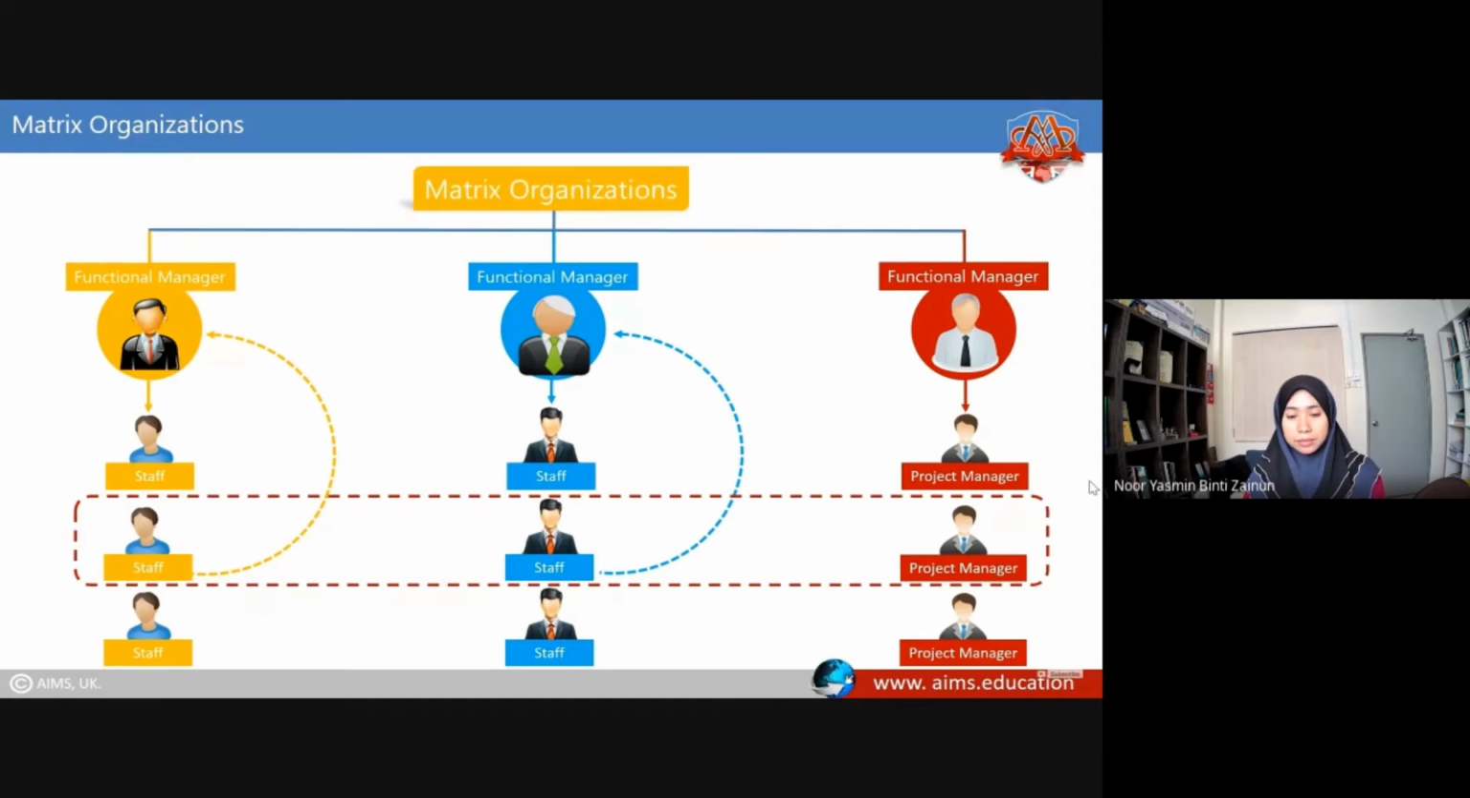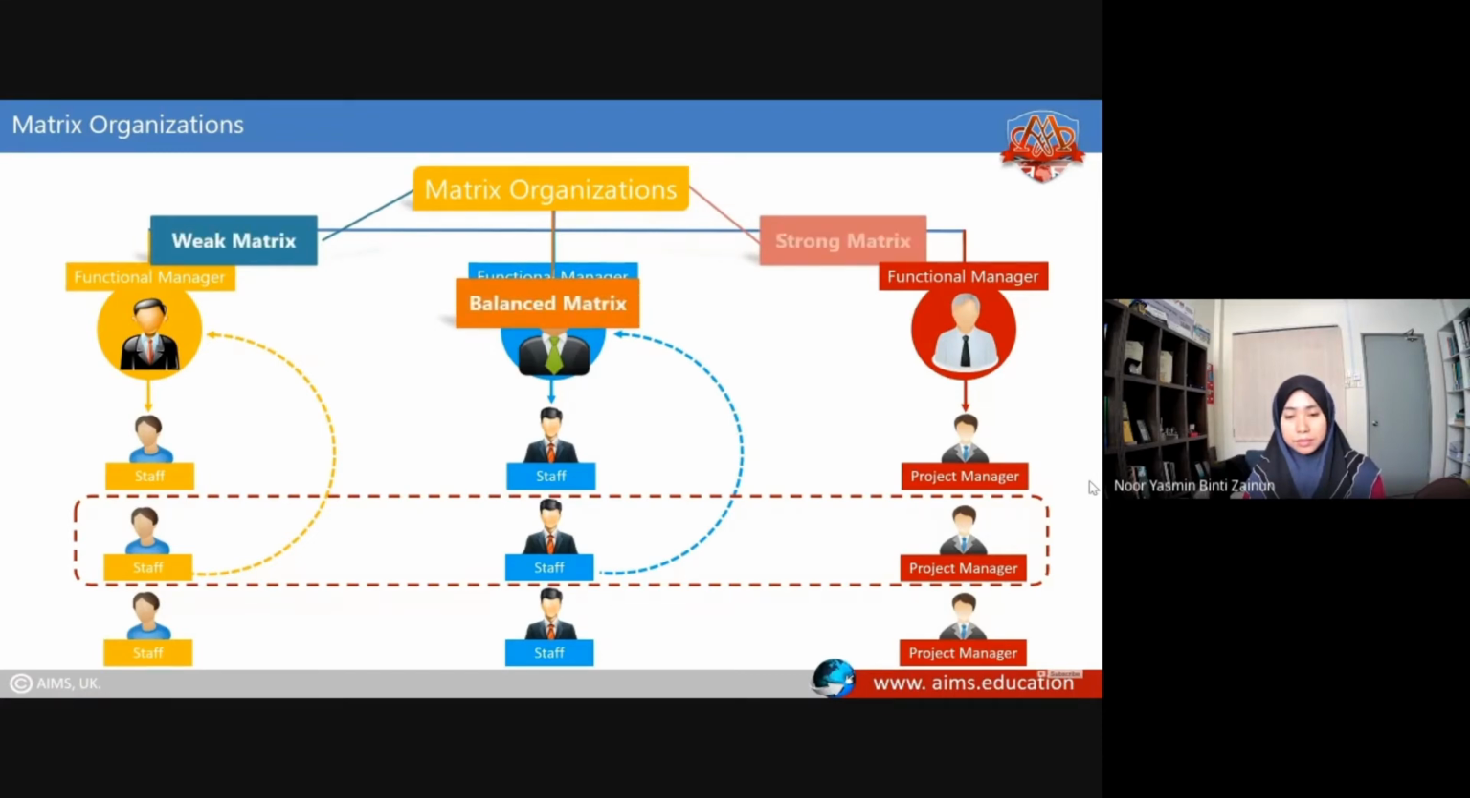A matrix organization structure is further divided into three types. They are weak matrix, balanced matrix, and strong matrix.